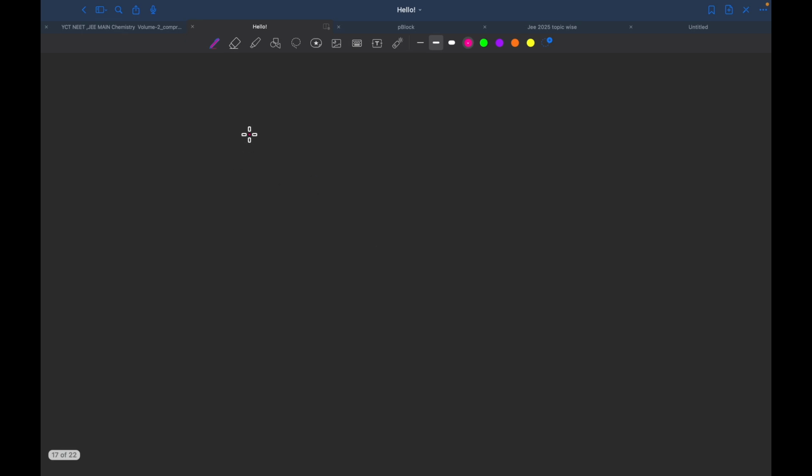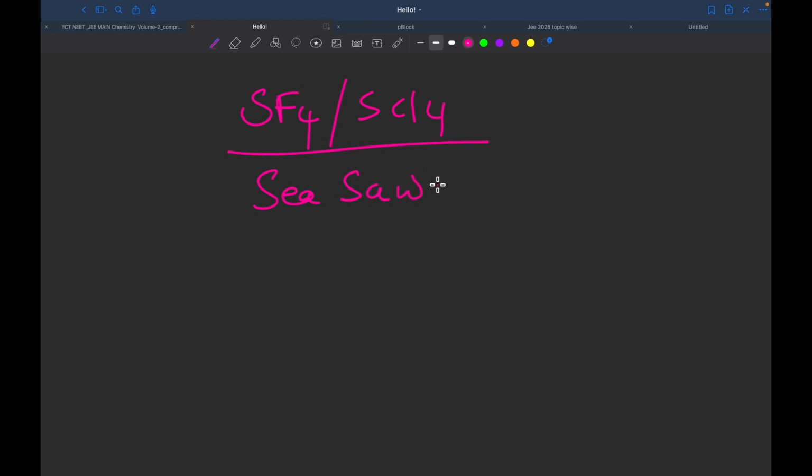What is the structure of SF4? SF4 or SCl4. So its shape is seesaw. Geometry again the same. Geometry is octahedral. Geometry is octahedral. Shape is again seesaw. So you have to draw its structure as well.